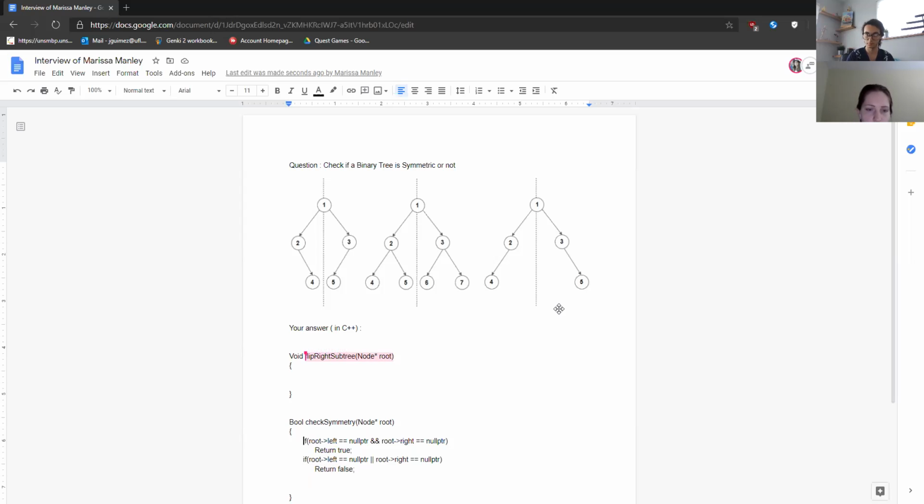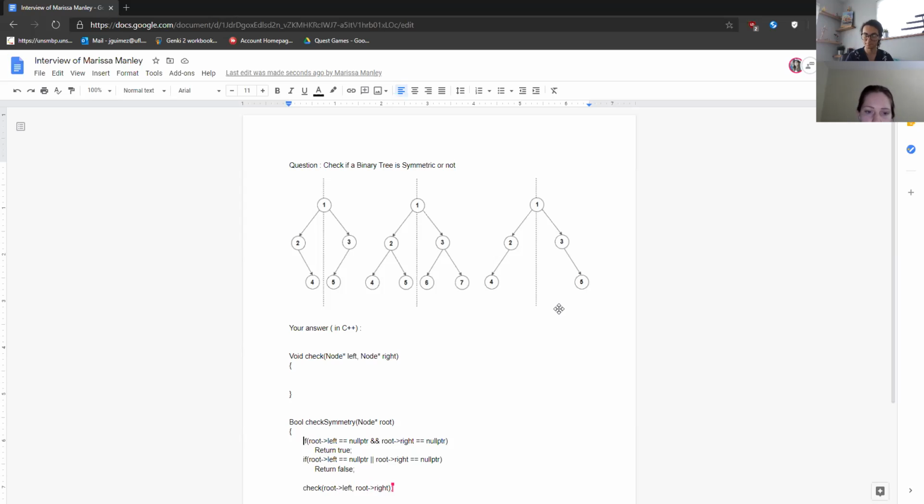Okay, so maybe instead of flipping right subtree, I can just do this. I already have check symmetry, but I'm just going to call this check with node left and node right. I'm starting with this, and we're going to see what happens. Okay, so if it has reached this point in the code, it means it has both a left and a right. So I'm going to send root left and root right.